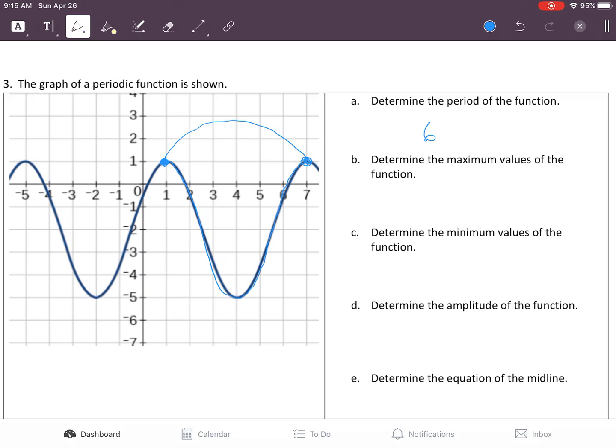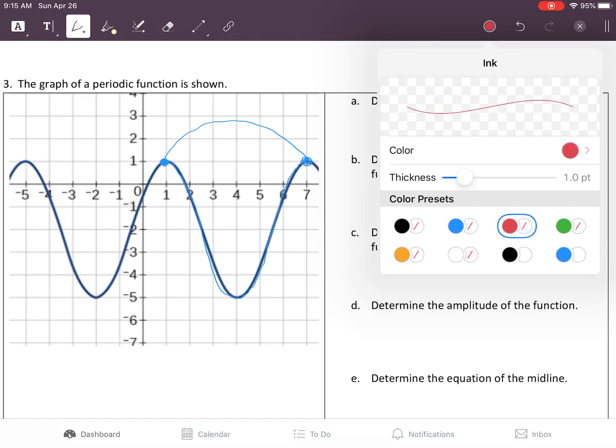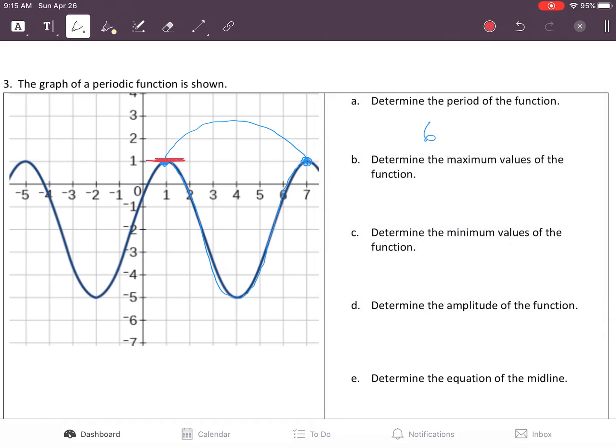Okay. Determine the maximum value. The max is the peak, which is at 1. The minimum is down here, the valley of -5. Determine the amplitude. There are 2 ways to do this. You can find the midline and go from the midline to the top or bottom, or you can find the total distance between the peak and the valley and divide by 2. Either way gives the same answer. From 1 to -5 is 6 total as a height. Divide that by 2, and the amplitude is 3.